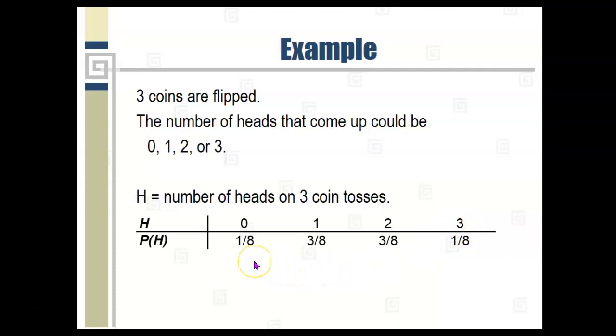And we could work out the probability of each one by counting all the different ways that the 3 coins could turn up, counting outcomes, how many of them give you 0 heads, 1 head, 2 heads, 3 heads. So there's the probabilities there, and so that gives us a probability distribution.